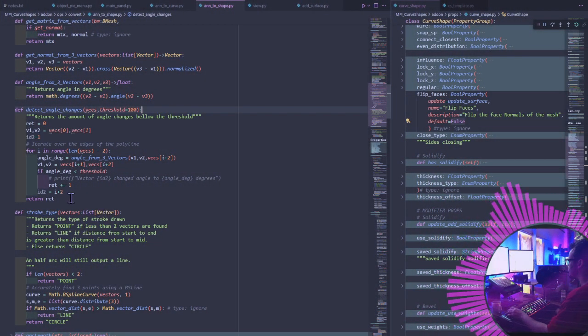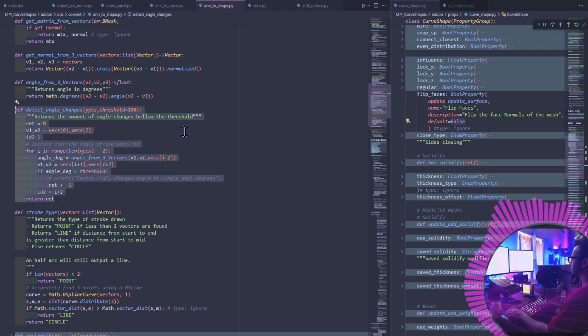This function right here. I pass in the vectors, which are the points in this case, and I say anything below a threshold of 100 degrees, give it to me. Why? Because 95 degrees is like a sharp angle. So when you do a square, you end up with 3 sharp, roughly 90 degree angles.